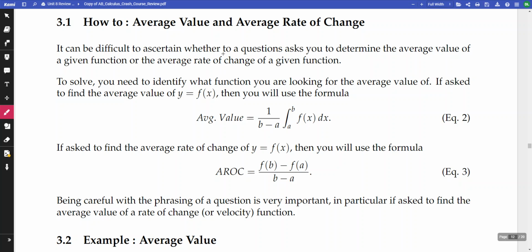So welcome back. In this video, we're going to talk about working with an average value of a function and working with an average rate of change.